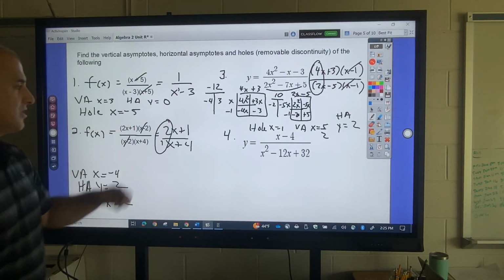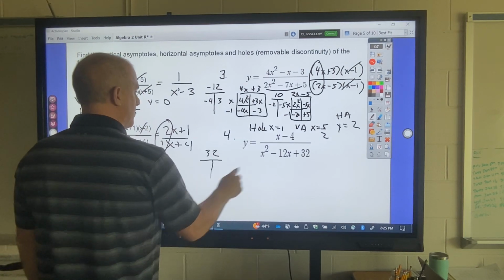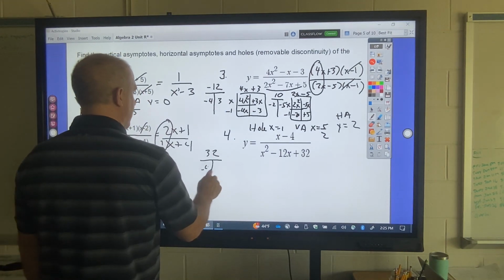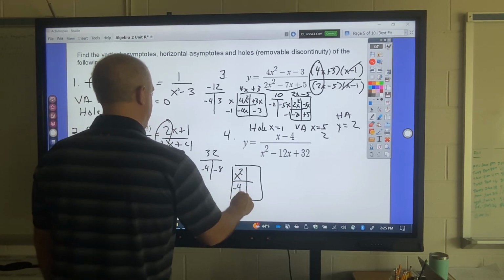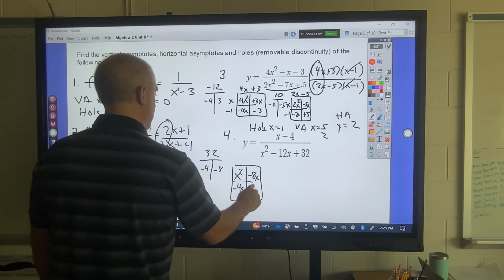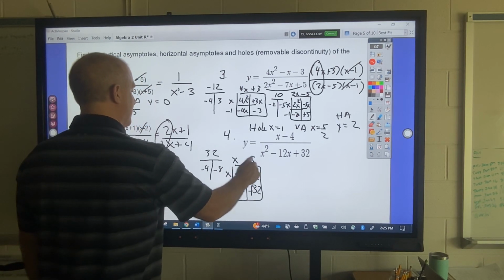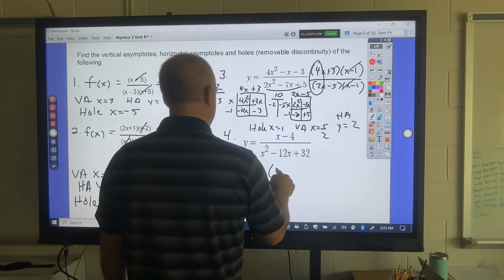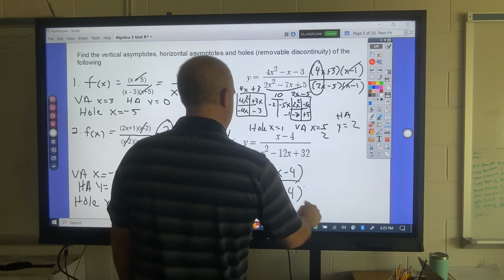This one I'd factor. 1 times 32 is 32. Factors of 32 that add up to negative 12 would be negative 4 and negative 8. x squared minus 4x minus 8x plus 32. That'd be x, x times x, x times negative 8, x times 4. So that's going to be x minus 4 on top, x minus 4 in the bottom, x minus 8 in the bottom.